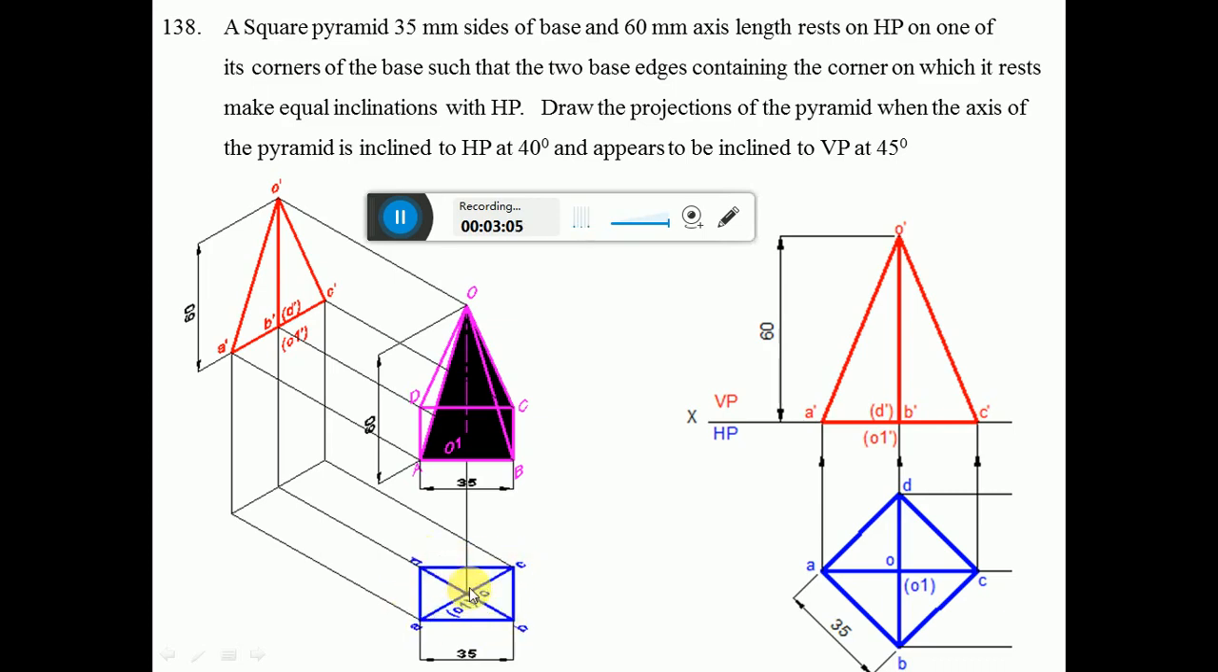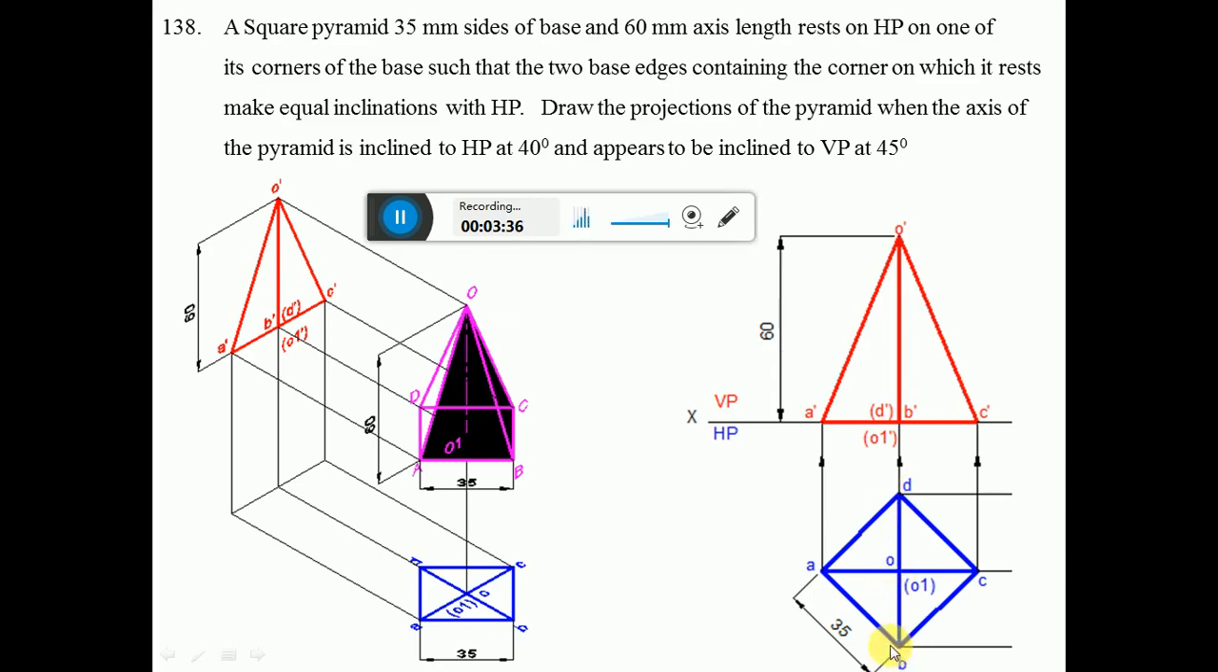So coming back to the orthographic view, we have to draw a square of 35 mm side. Consider any point here. Since it makes equal inclinations, from here you measure an angle of 45 degrees with respect to this vertical, and 45 degrees on the other side, and then draw inclined lines here and here. Then with this as center, take a radius of 35 mm, cut an arc on this side and also cut an arc on this side to get these points B and D.